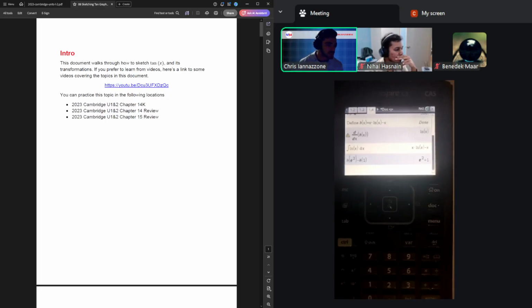Now for the harder part. Part C. Consider the function g, and it's a product of an exponential and a log. Using a suitable substitution or something, evaluate e to the x g of x.